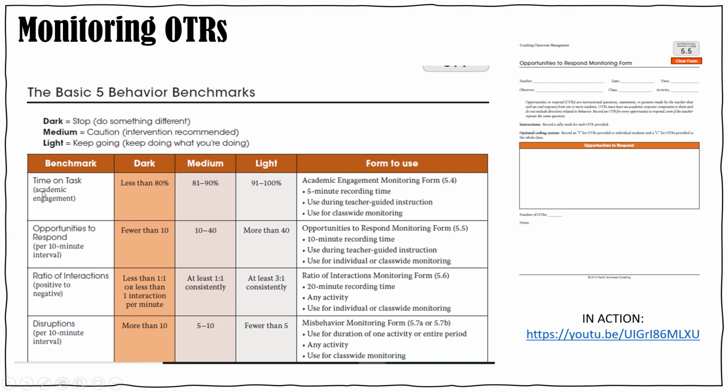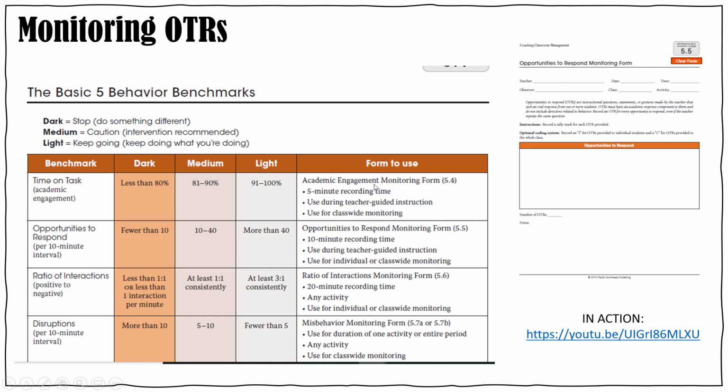So basically, you want to measure time on task, or you want to measure the academic engagement. And if your students are engaged less than 80% of the time, then you need to do something different. If they're engaged 81 to 90% of the time, then just be aware of it. And 91 to 100% of the time, great. Keep doing what you're doing. You're doing awesome.